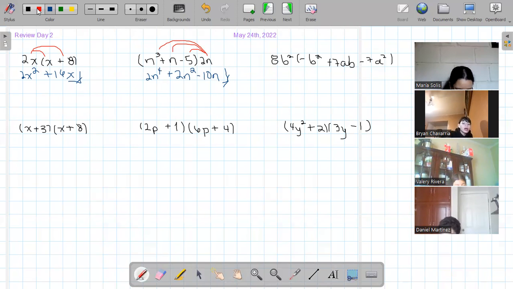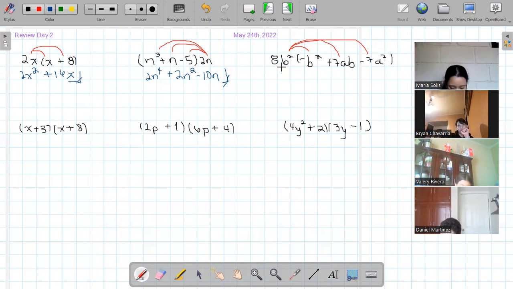So in this other exercise, we have a monomial that will be multiplying a what? What is this inside? What is it called? A trinomial. Okay, just for you to know, this, just in case, is a letter B. Okay, so we got 8b squared times negative b squared plus 7ab minus 7a squared. So we're going to do the distributive property and we're going to multiply.